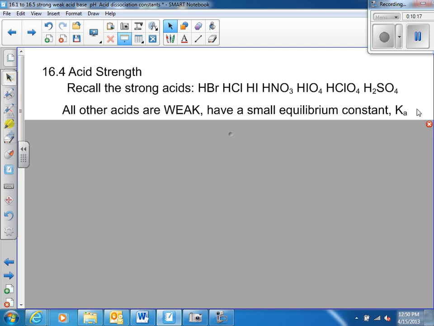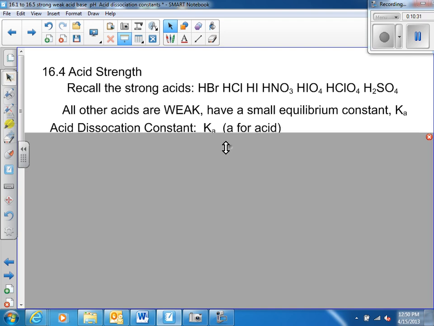All acids have an equilibrium constant Ka, but weak ones have a small equilibrium constant. These would have a large equilibrium constant because the reaction of these breaking apart would go to completion. Weak acids, the reaction does not go to completion.